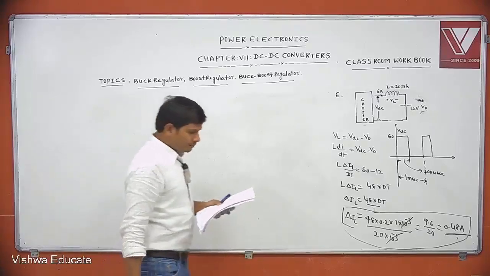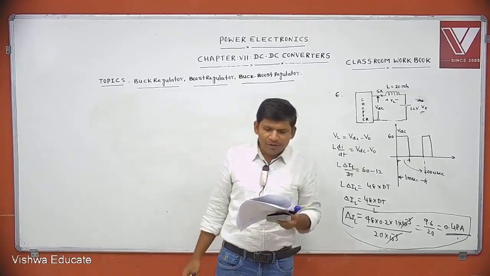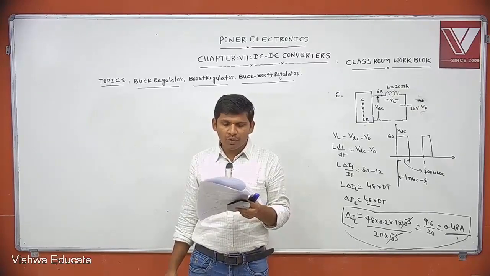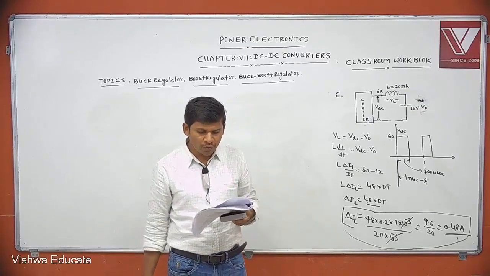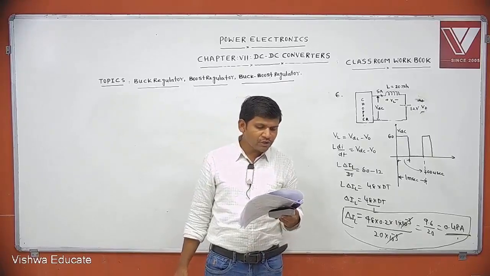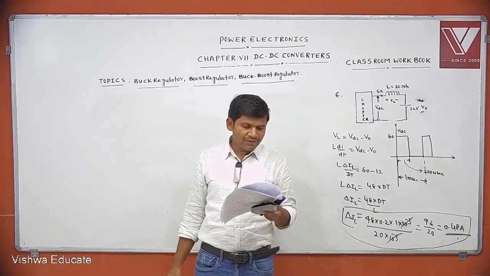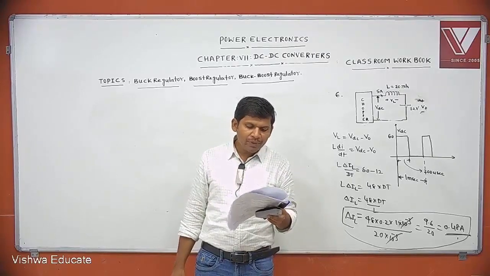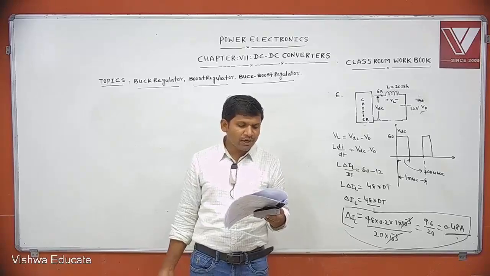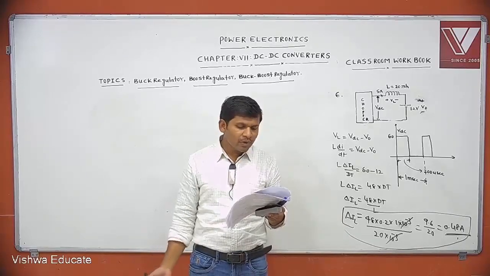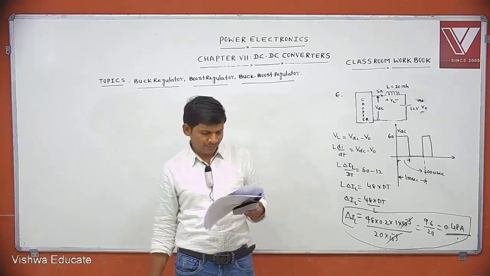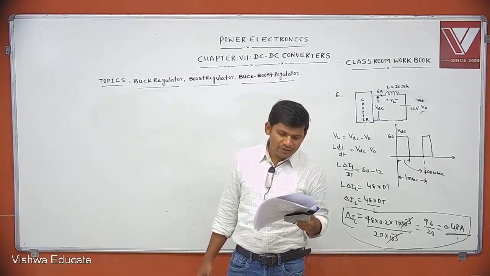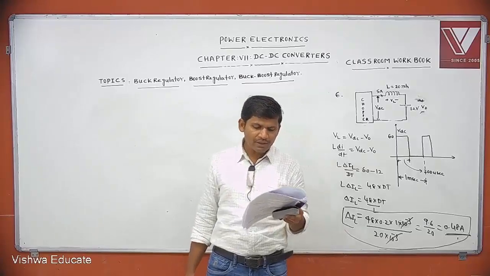See the data. In the figure shown below, the chopper feeds a resistive load from a battery source. MOSFET Q is switched at 250 kHz with a duty ratio of 0.4. All elements of the circuit are assumed to be ideal. The seventh question: the peak to peak source current ripple in amperes is dash. The peak to peak source current ripple is nothing but the peak to peak inductor ripple current, because source and inductor are in series. The eighth: the average source current in amperes in steady state is dash.